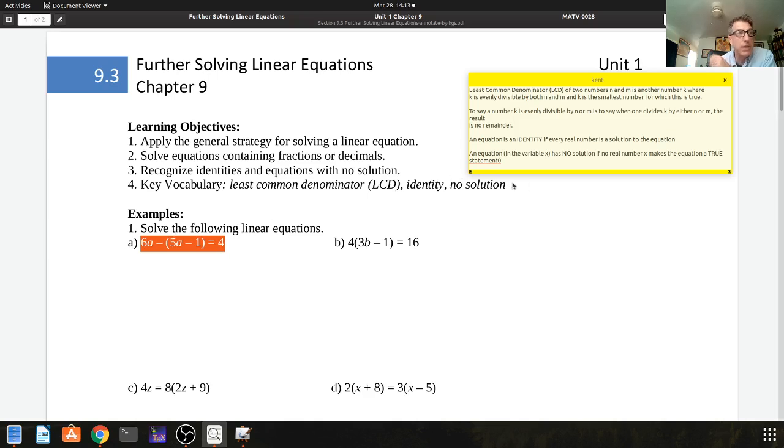Some equations have no solutions. So an equation with no solution is an equation where no real number x produces a true statement. So if I have an equation, and suppose this were a no solution equation, no matter what value I choose for b and substitute for it and do the computation, it's not going to equal 16. That's what I mean. And we'll see those as they come.